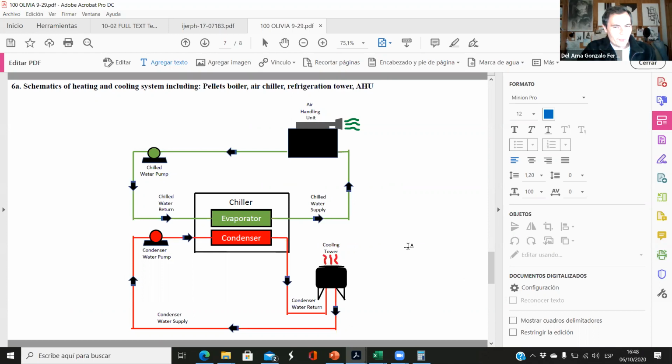So you have to place here a pellets boiler, get rid of the smoke or the gases, and then you have to connect this to the air handling unit. Okay. Because we need a heating system and we need a cooling system. If we have a chiller, it's just a cooling system.